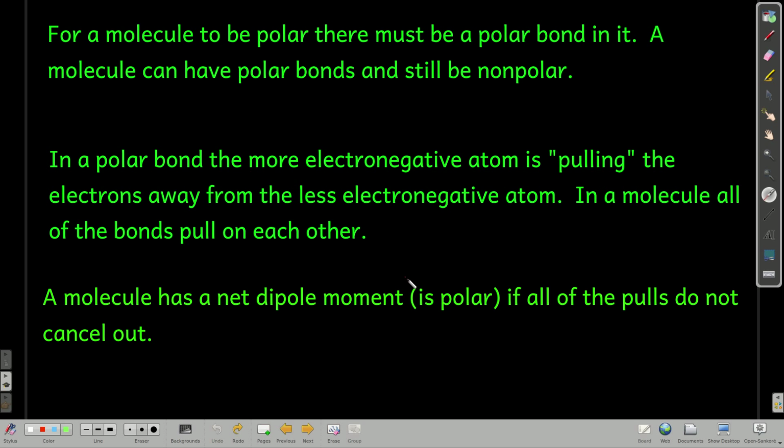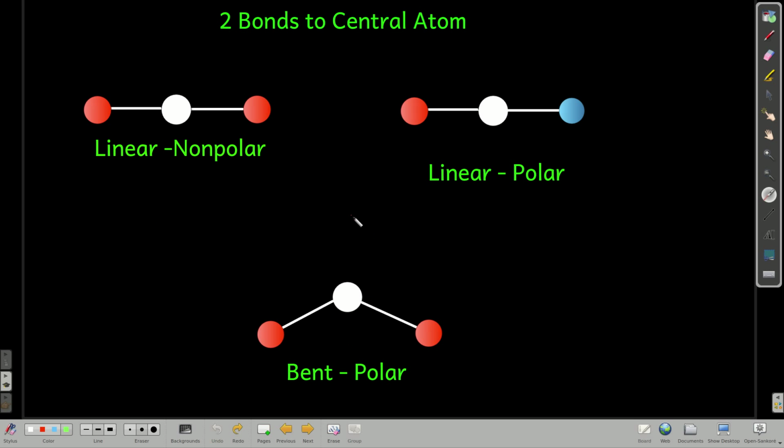Although if the poles all cancel each other out, that happens too. You can have polar bonds in a molecule, yet have that molecule be nonpolar. So we're going to look at that right now. We're going to look at how many bonds there are to a central atom and look at the possibilities. Now remember, I'm assuming in all of these that there's at least one polar bond, because if there wasn't, it would just be nonpolar no matter what.